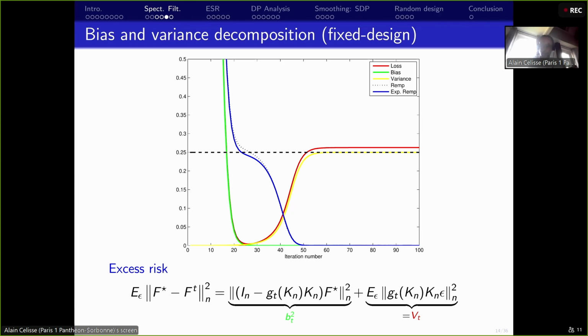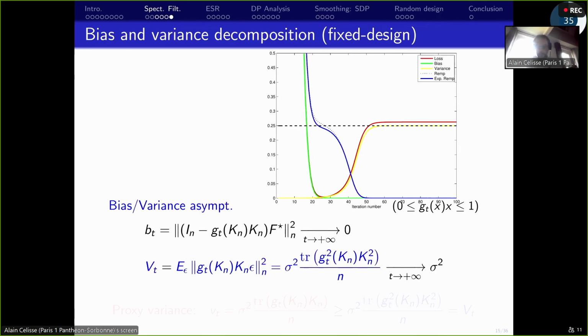This explains the U-shape curve I was describing for the excess risk: it sharply decreases because at first it's very close to the curve of the bias, and after some iterations the bias is so small that the excess risk curve coincides more or less with the variance curve, the yellow one. This is what you see on the picture. So if you want to be optimal in your choice of iteration number, you have to balance bias and variance, which is what we want to do in what follows.